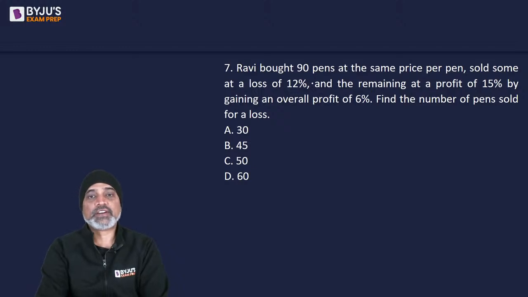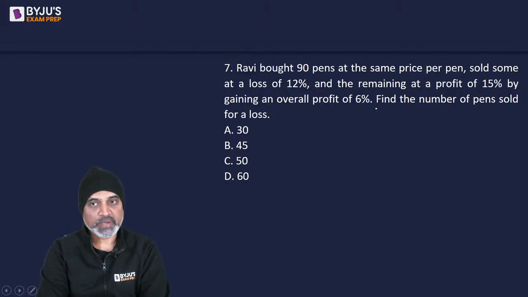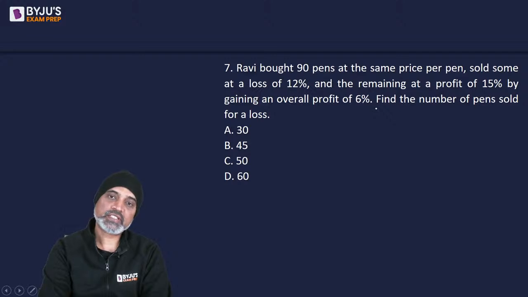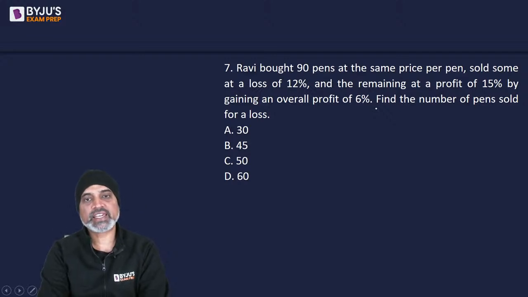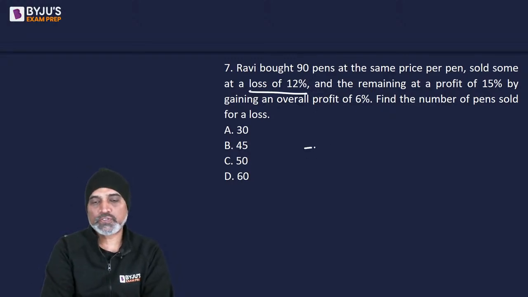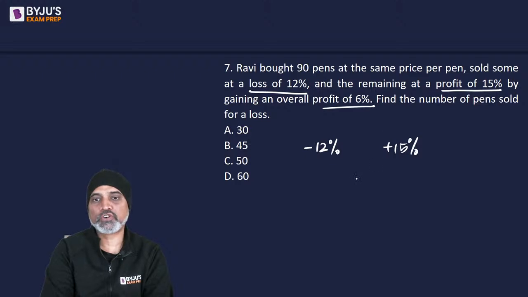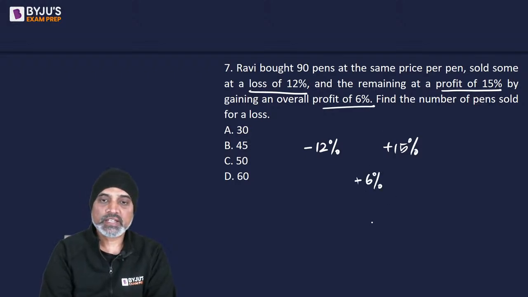Next. Ravi bought 90 pens at the same price per pen, sold some at a loss of 12% and the remaining at a profit of 15%, gaining an overall profit of 6%. Find the number of pens sold for a loss. Loss of 12% means minus 12%. Profit of 15% will mean plus 15%. And a profit of overall 6% will become plus 6%. Right? In what ratio did he sell the pens?